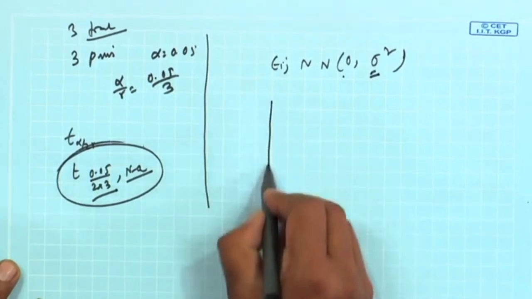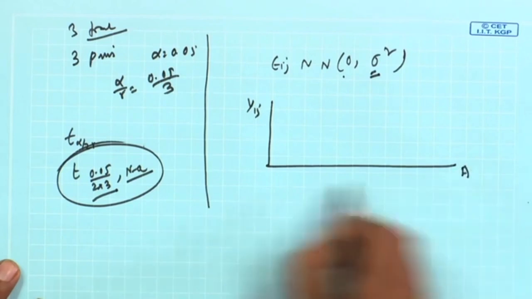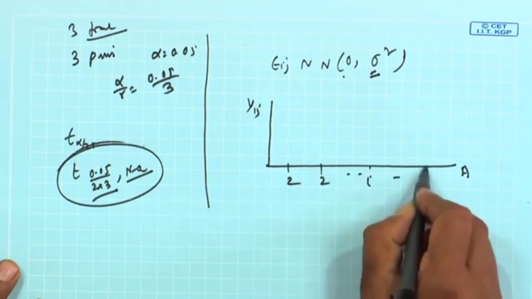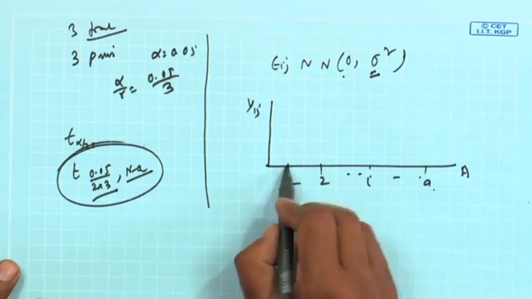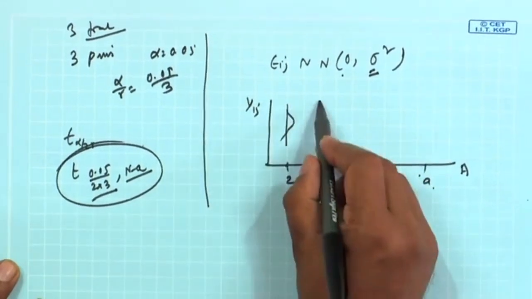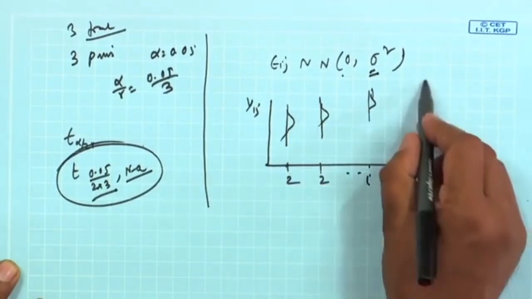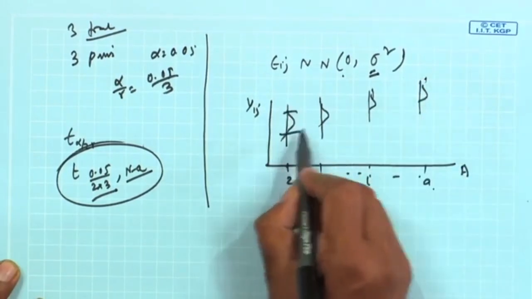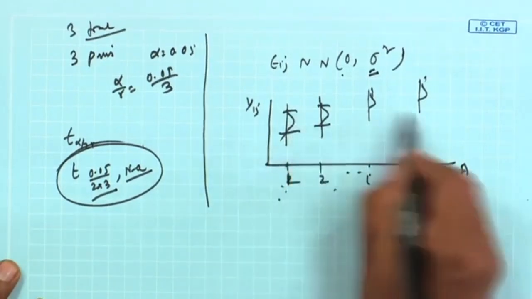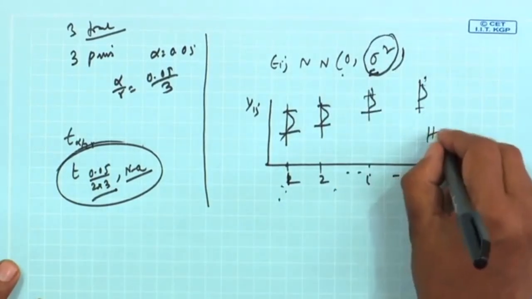homoscedasticity. Suppose this side is y_ij and this side is your factor, level 1, then level 2, then level i, then level a. Then what will happen if you take n observations? Suppose your data look like this, here it may be like this, here it may be like this. This is the variability in Y for different levels. This spread should be equal, that is what we are saying, sigma square. This is known as homoscedasticity.